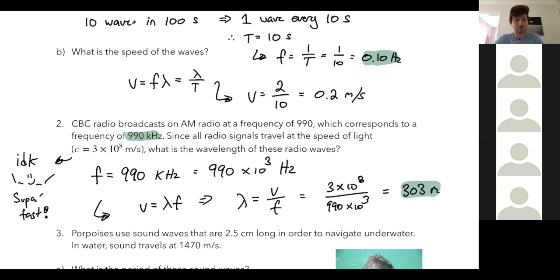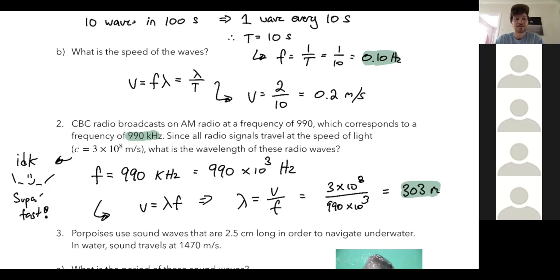So, fun part though, porpoises use sound waves in order to navigate, right? I believe this is called echolocation. They send stuff out, they figure out where things are, and then they can navigate through the water, which is fantastic. So thank you. It's a type of dolphin, porpoises. So they use sound waves that are 2.5 centimeters long, tiny compared to the massive radio waves that our radio signals are sent through, which makes sense. Why would a little porpoise send out a 300-meter long wave? That makes zero sense. It's going to send out a little tiny wave that goes through, okay?